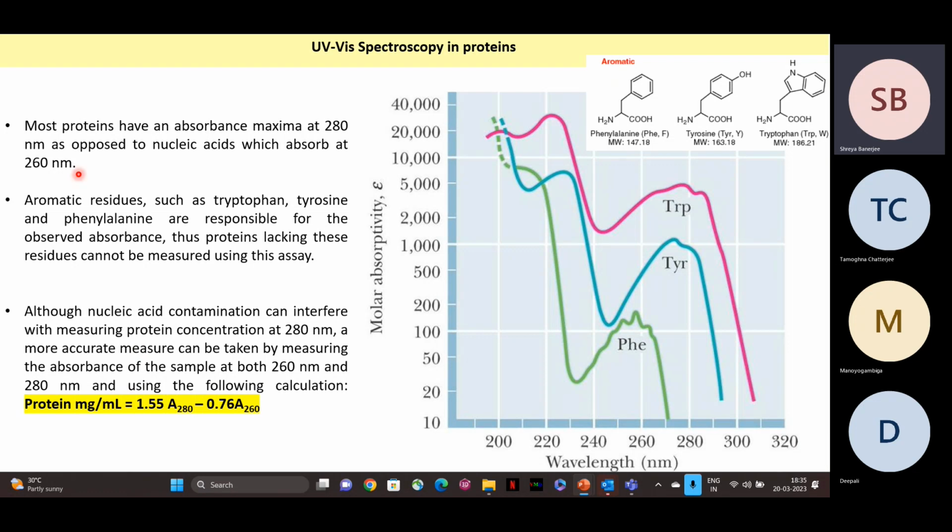Suppose you have a solution which has both nucleic acid as well as protein, then the concentration of protein can be found by this formula: 1.55 times the absorption at 280 nanometer, which is basically the absorption due to protein, minus 0.76 times the absorption at 260 nanometer, which is the absorption due to nucleic acid. The absorbance is detected by the spectrophotometer. So using this formula, you can find the concentration of the protein in mg per ml.